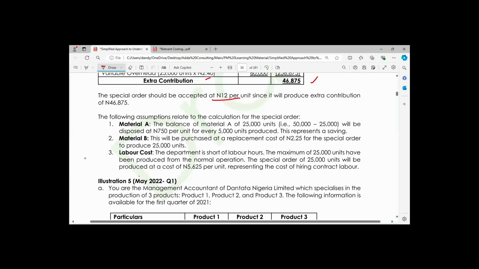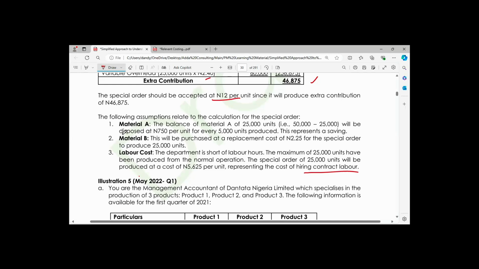Then number 3, labor cost. The department is short of labor hours. The maximum of 25,000 units have been produced from the normal operation. The special order of 25,000 units will be produced at a cost of that, representing the cost of hiring contract labor. So that is how I've solved the question.